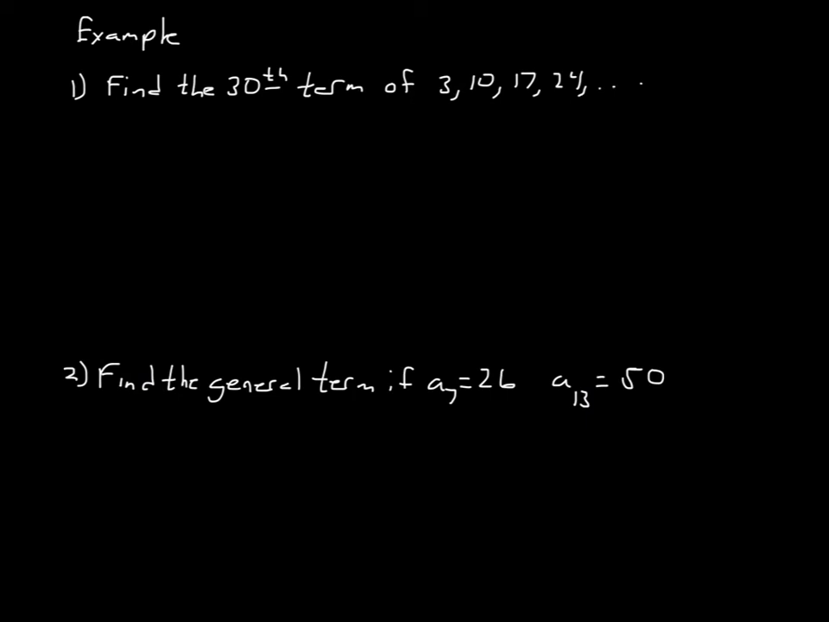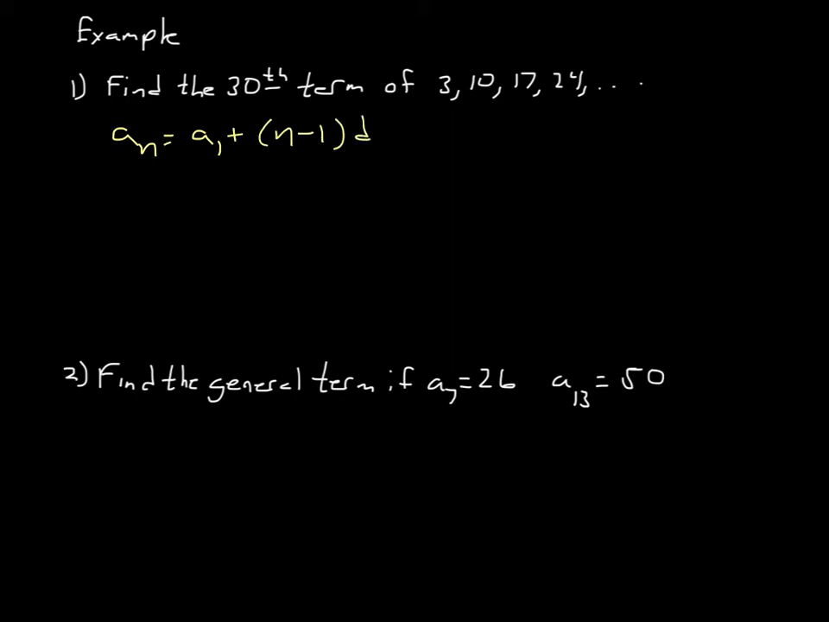So a couple of types of problems they're going to ask you to do on these. Number one, they're going to ask you to find a specific term number of an arithmetic sequence. And number two, they're going to ask you to find the general term when you're told some information. Well, to find the 30th term, I do need to identify that general term. Now, one thing I have to remember is that my general term, a sub n, is equal to the first term plus n minus 1 times d.